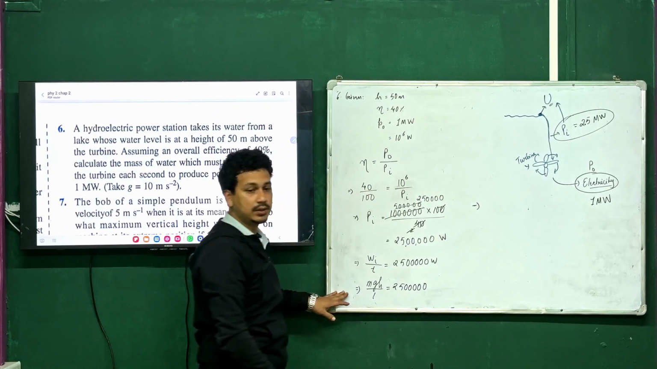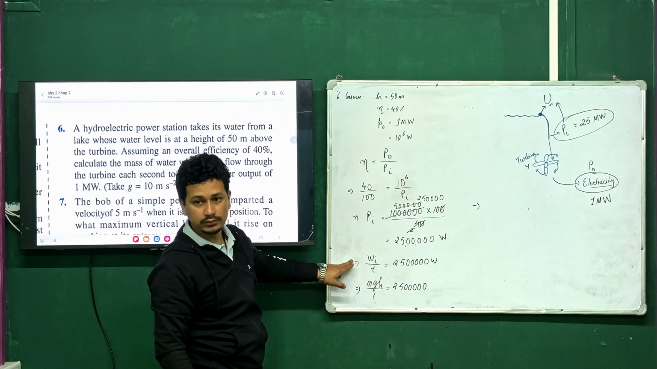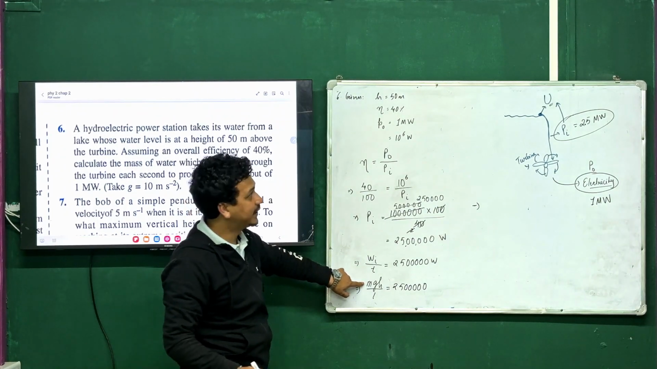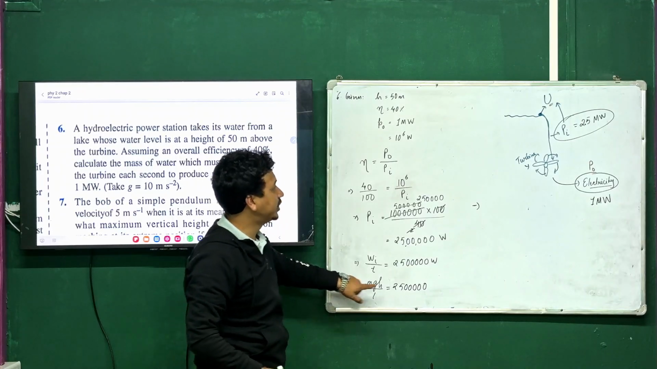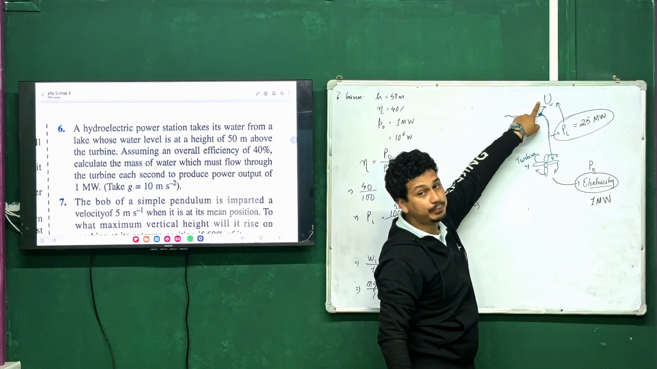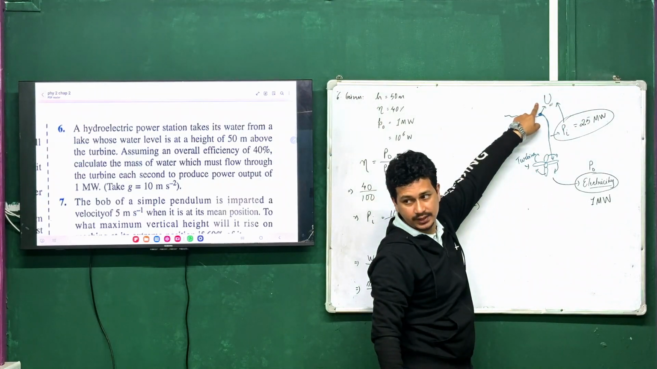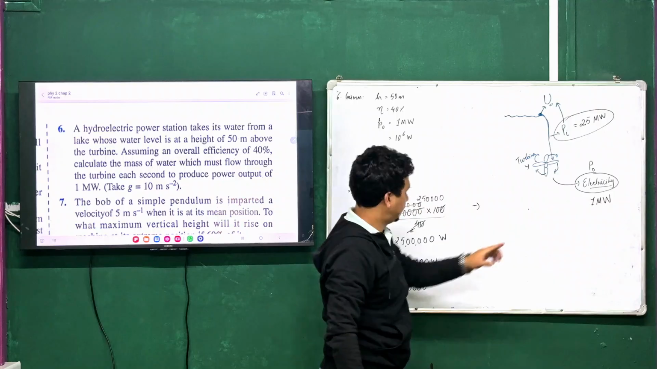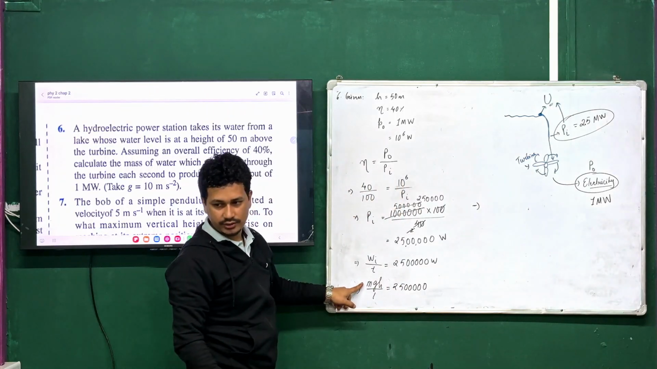Okay. Again, this line is also difficult. This you got it? How? Why is work input mgh? Did you get it? Again, I'm repeating. Why is work input mgh? Because here the input work is done by the potential energy of the water. And potential energy of the water is nothing but mgh. Yes. So that's why it will be mgh.